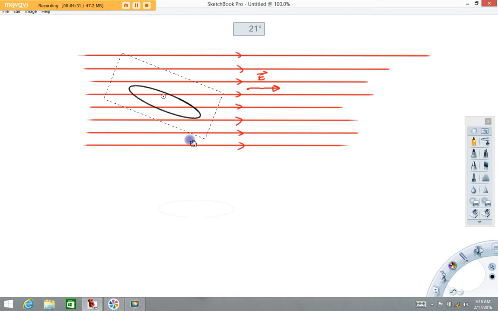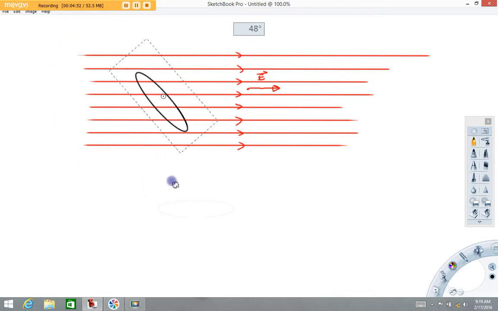An electric flux is basically a measurement of the number of field lines that goes through a given area. Notice that if I increase this to an orientation maybe something like this, now we would have a maximum electric flux. If I keep rotating it, the flux would start decreasing until the flux was zero again. Right?